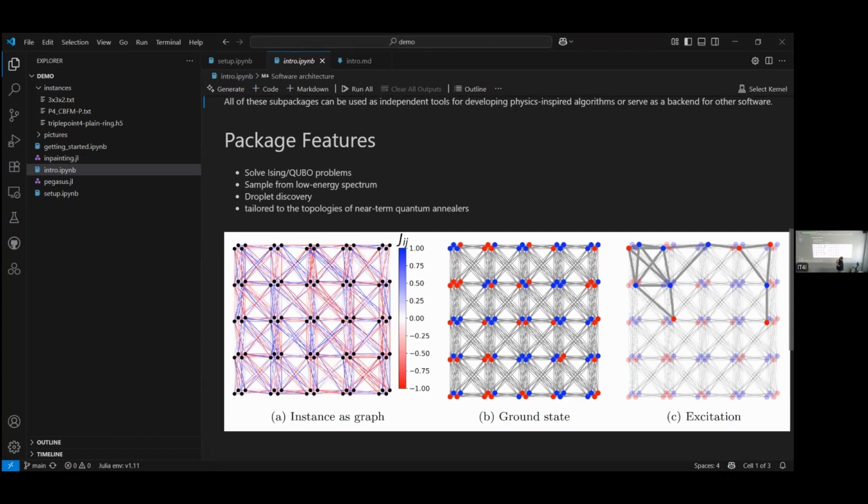What I want to stress is that the package features are not only about solving Ising or QUBO problems. QUBO is quadratic unconstrained binary optimization, and it is just another mathematical formulation of the Ising problem. We can also sample from the low energy spectrum. And we can also perform so-called droplet discovery. This is a term from solid state physics. The general idea is that we want to see some specific localized excitation above the ground state, or above some low energy state, when we cannot find the ground state.